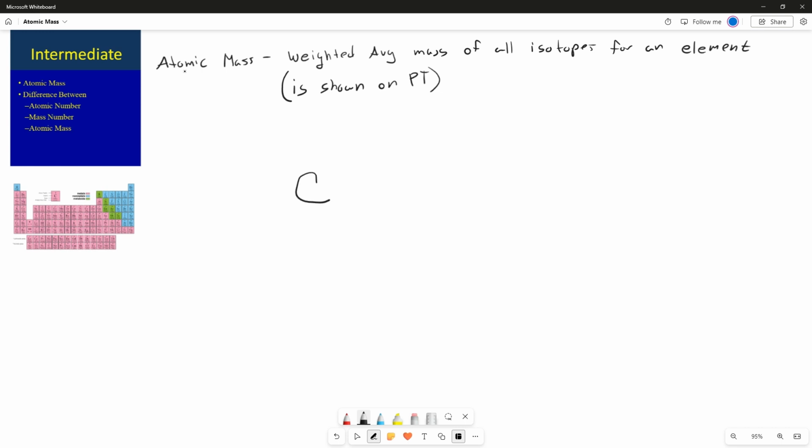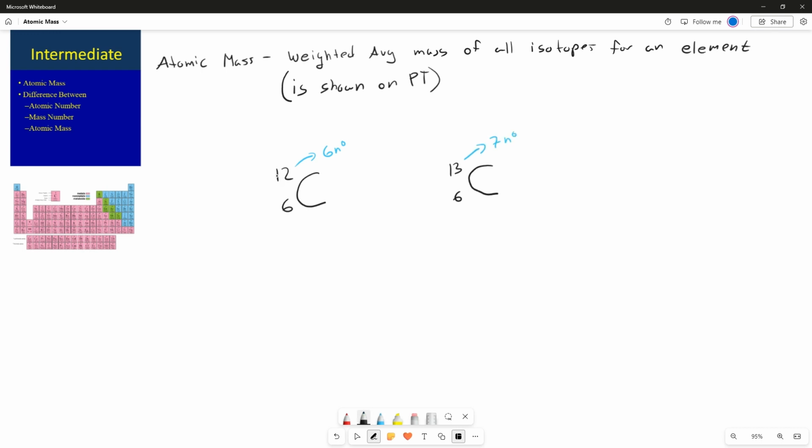Now, carbon exists in two stable types of isotopes, carbon-12 and carbon-13. So if we draw the symbol for carbon-12, remember this number at the bottom is the atomic number. That's the number of protons. And this number up here in the upper left is the mass number. That's the number of protons plus the number of neutrons in the atom. And then we draw carbon-13 over here. So carbon-12 will have 6 neutrons, and carbon-13 has 7 neutrons in it.